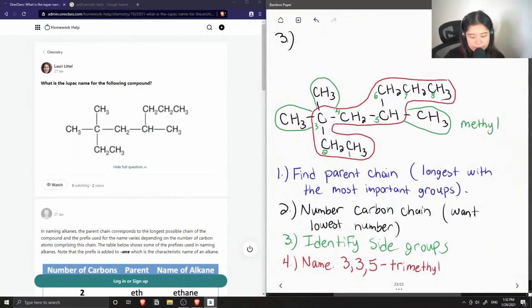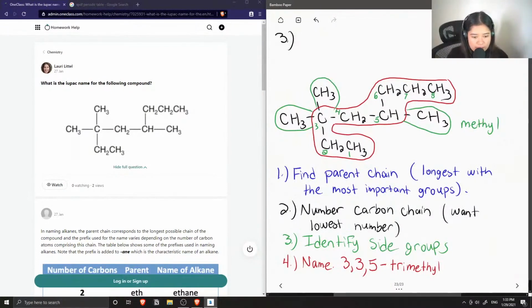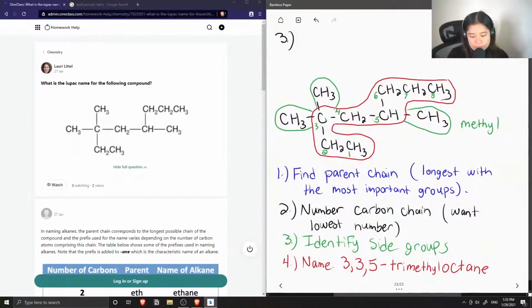And then again, our parent chain would be named last. Since our parent chain is 8 carbons long and it only comprises single bonds, then I know that it is 3,3,5-trimethyloctane. So this is our final answer.